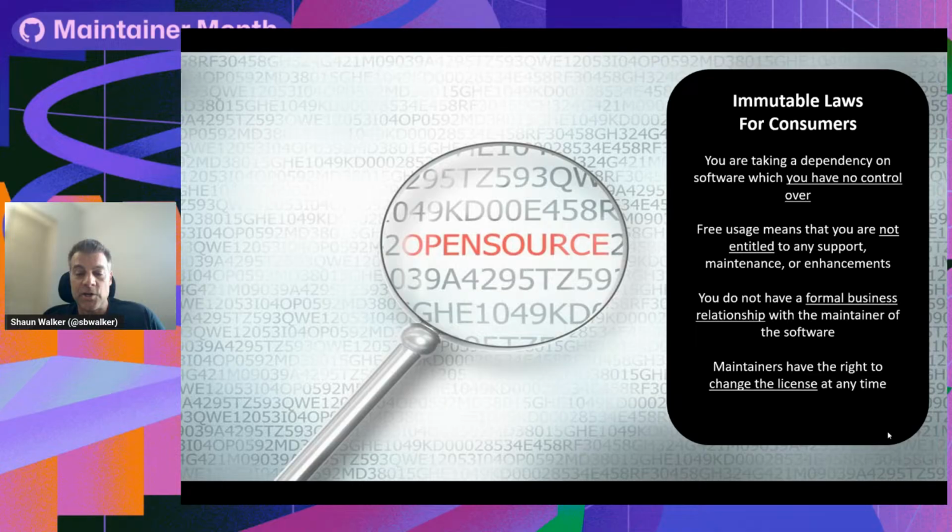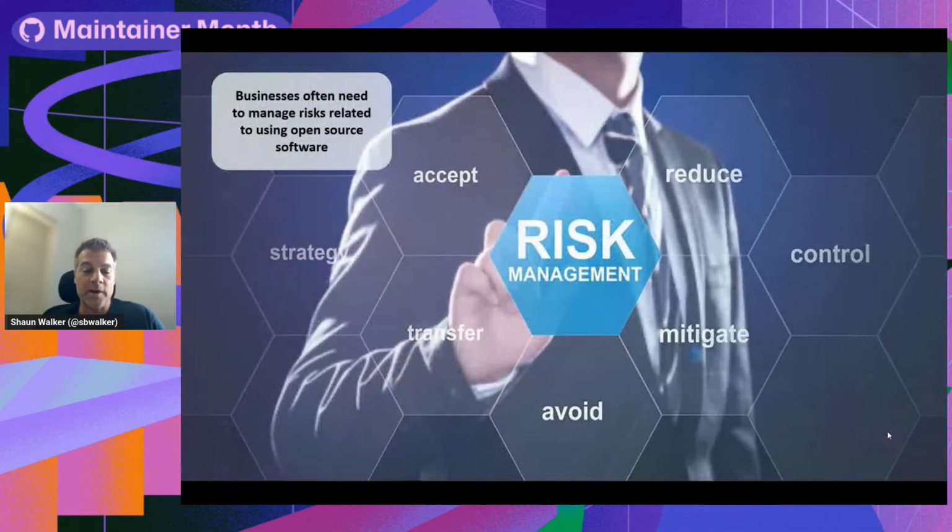Also, free usage means that you're not entitled to any support, maintenance, or enhancement. So you're not entitled to anything by utilizing the open source project. And the maintainers of the open source project, so the copyright holder, has the right to change the open source license to a different license at any time that they want, right? They own the product. They have the right to change it and relicense it however they see fit. So as a consumer, these are the things that you need to be aware of.